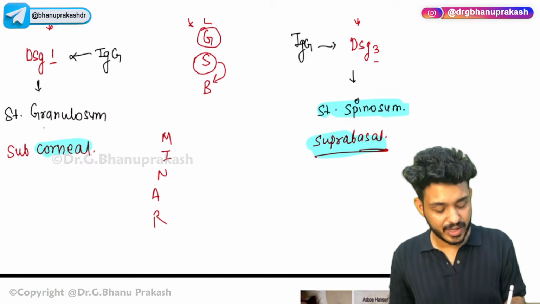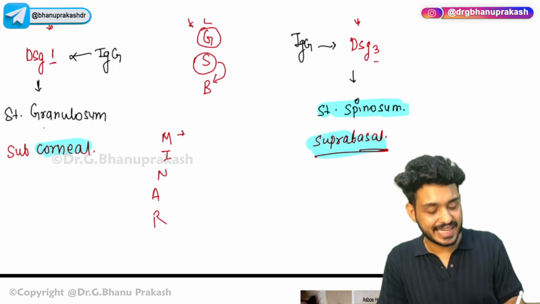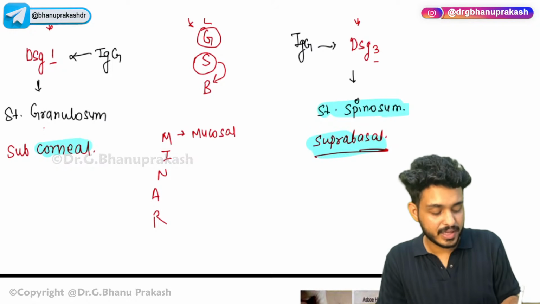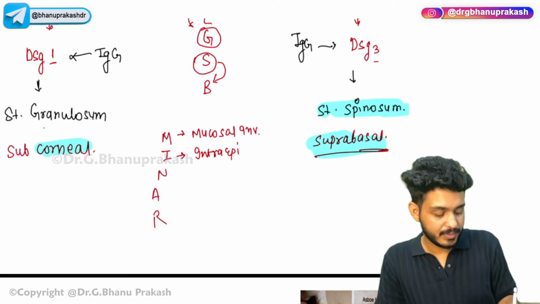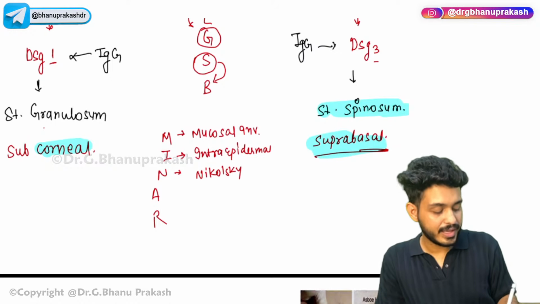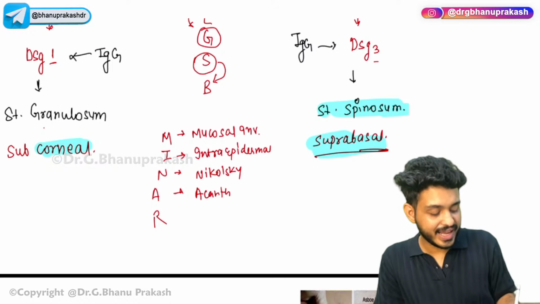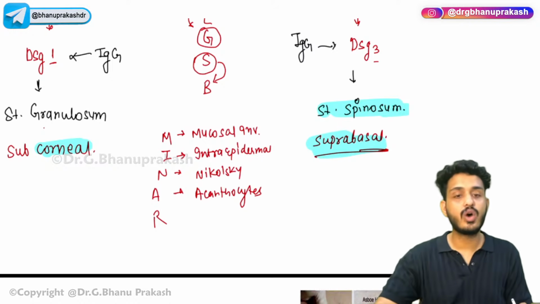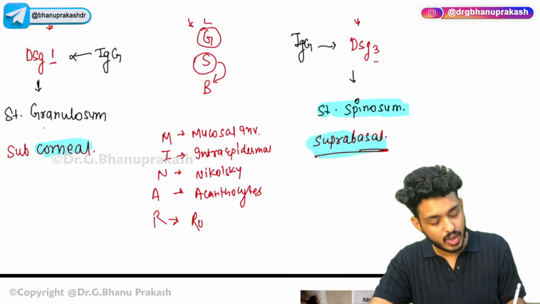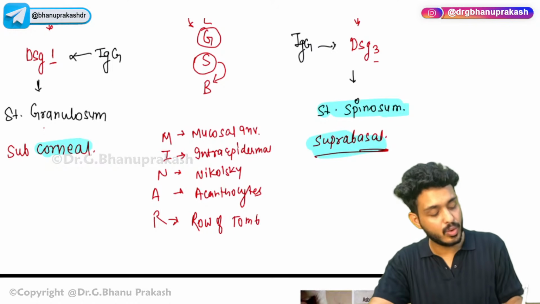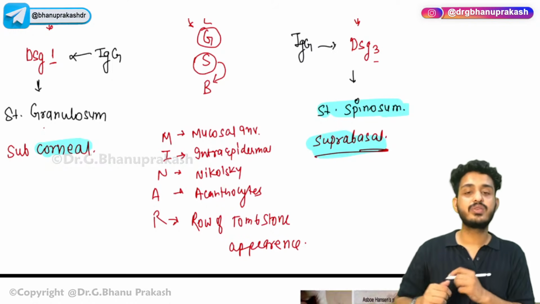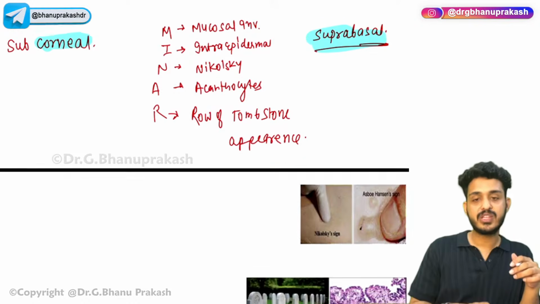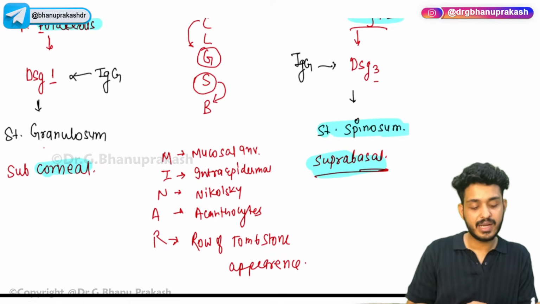Now what is the mnemonic that we have to remember for all the types of pemphigus? That is MINAR. M: we are having mucosal involvement, that is seen. I: they are intraepidermal bullae. N: they are Nikolsky positive. A: acanthocytes, which are basically normal keratinocytes you will be finding. And R: row of tombstone appearance you will be seeing. Now I will be explaining with the help of images what all these things are. Okay, so you have to remember MINAR.